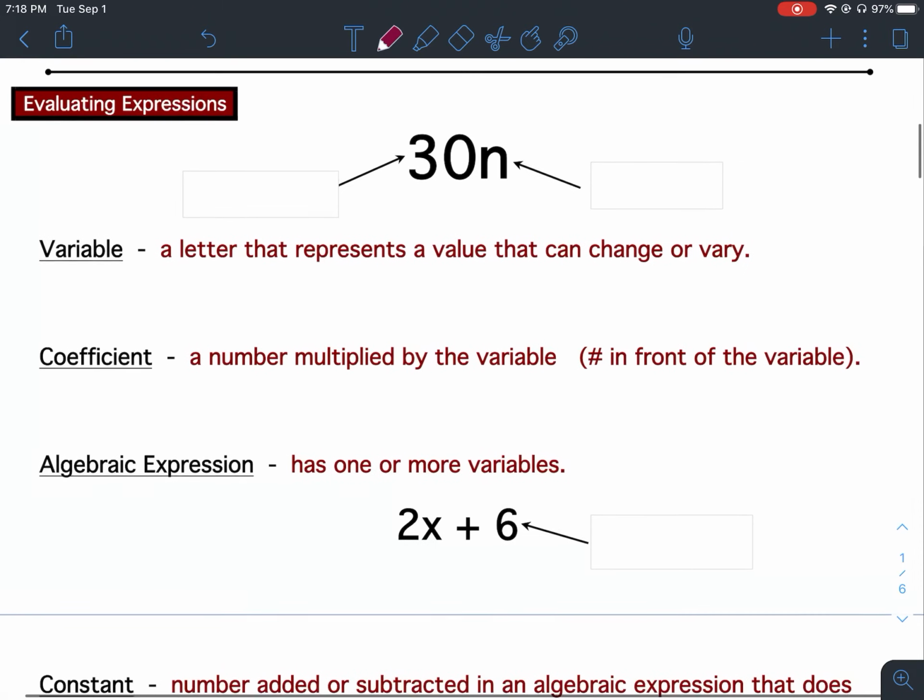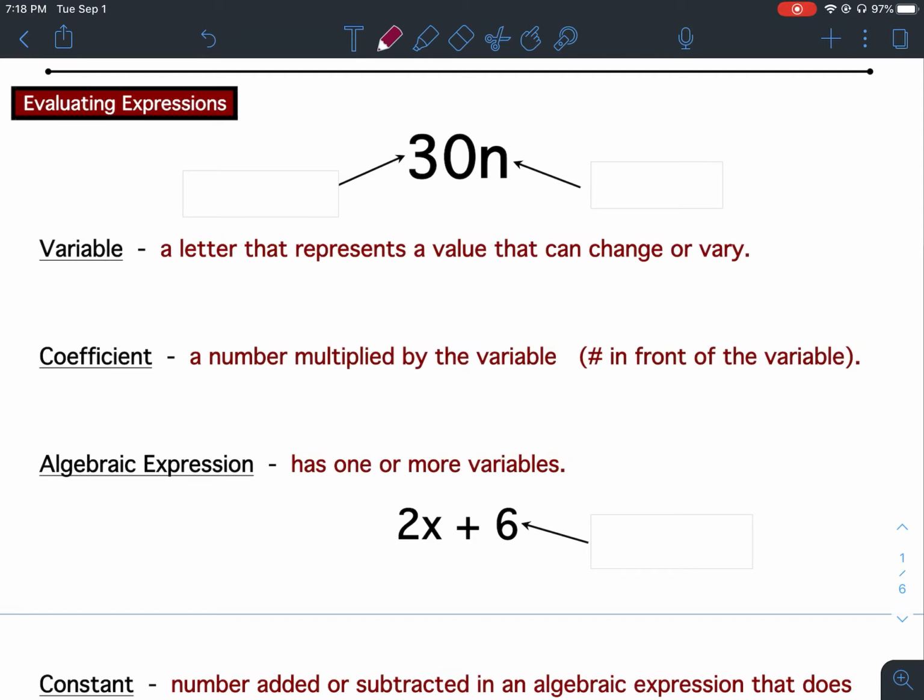Okay. A variable is a letter that represents a value that can change or vary. Most common variable used in math is an x. If you have an x, a variable, the x could be 2, it could be 5, it could be a million, it could be negative 3,000, it could be 0.00001. The value of x can vary, and because the value can vary, that's why it's called a variable.